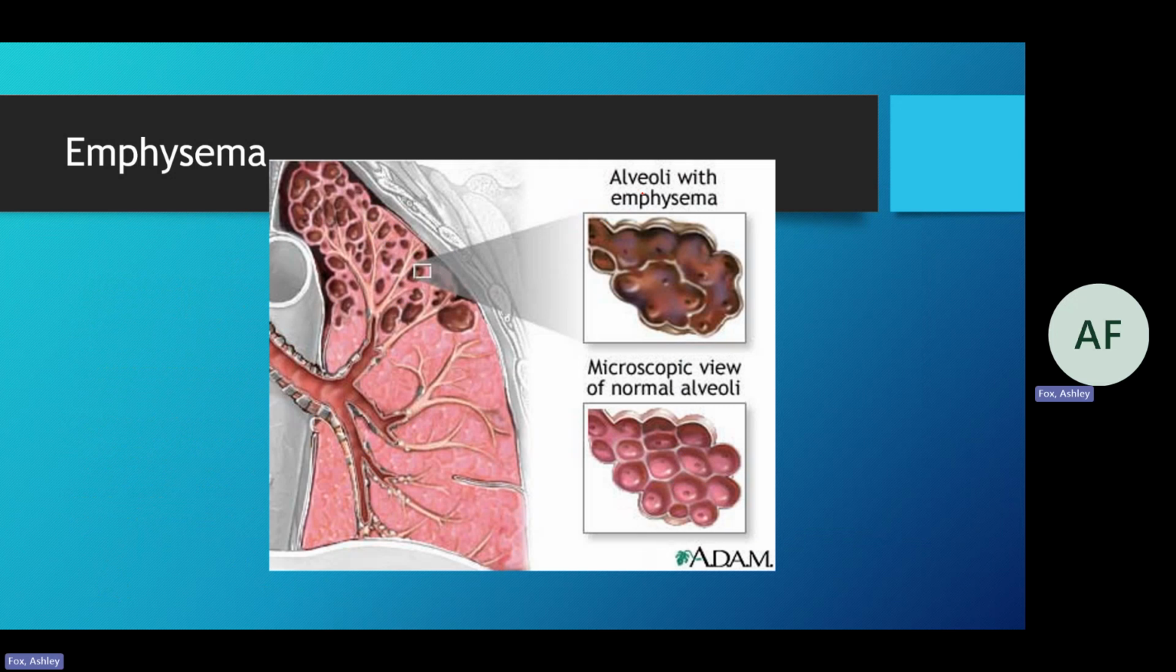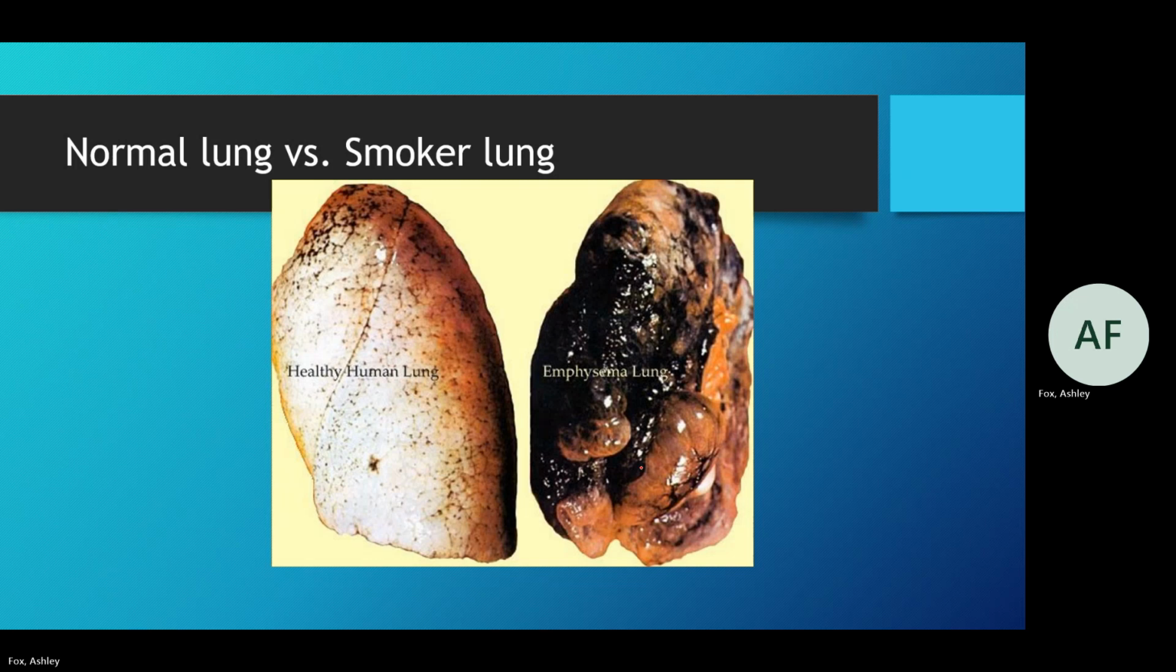So this is alveoli with emphysema. Look at all the broken down alveolar walls. This is normal, so you have all the grape clusters. And here you have a lot of breaking down of and damage to the alveoli. A lot of times emphysema is caused by smoking. So here is a healthy human lung, spongy, with all the different lobules, everything healthy looking. And then you have all this black and all this damage of the alveoli in the emphysematous lung, which is a smoker's lung.